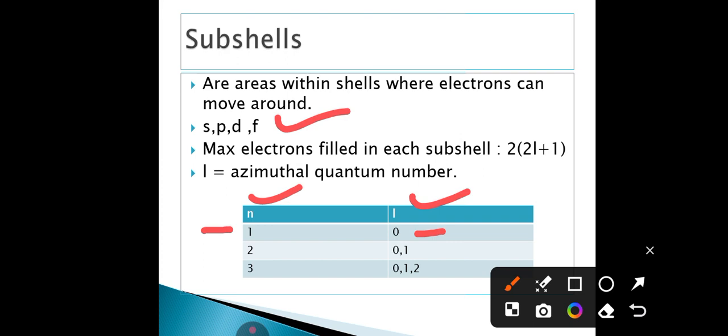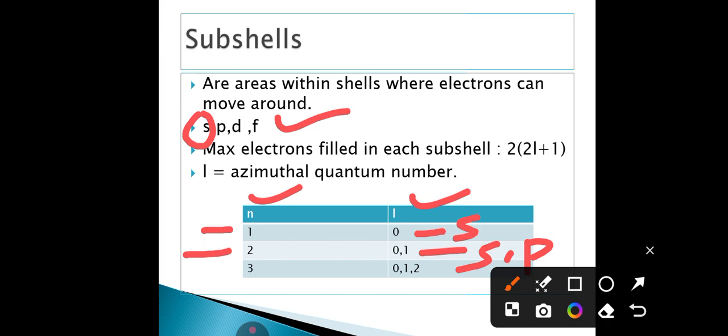So now here, first one, n is 1 means L value is 0. L value is 0 means which subshell it is going to be? S. So L is 0 means we are referring to it as S subshell or S orbital. Next one, n is 2, L is 0 and 1. So what's the meaning? L is having S orbital and P orbital. Means when there is first shell, K shell will have only S orbital. That's the meaning. It cannot have any other orbital.